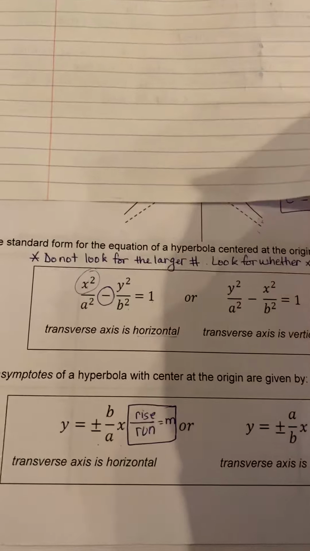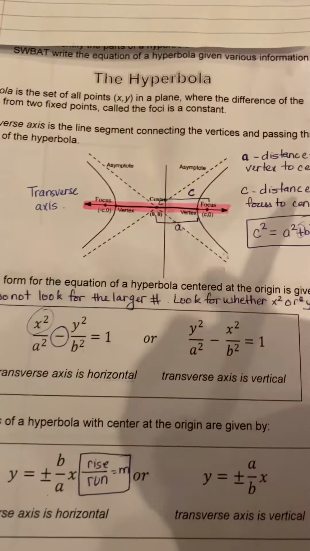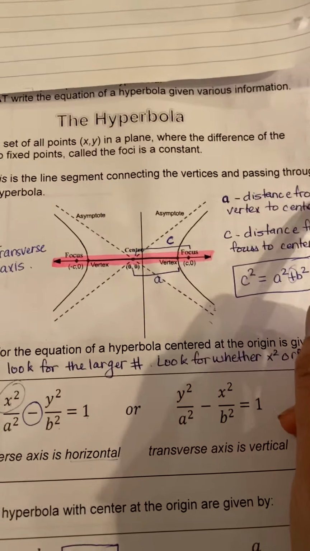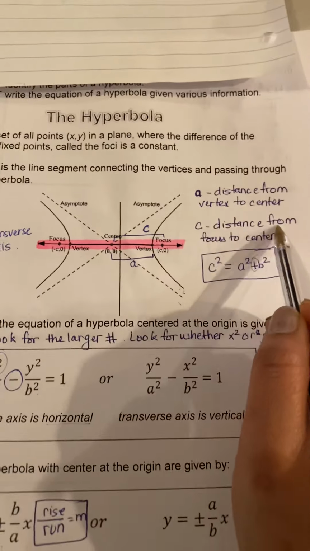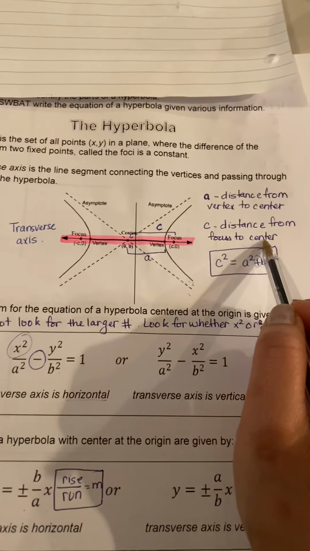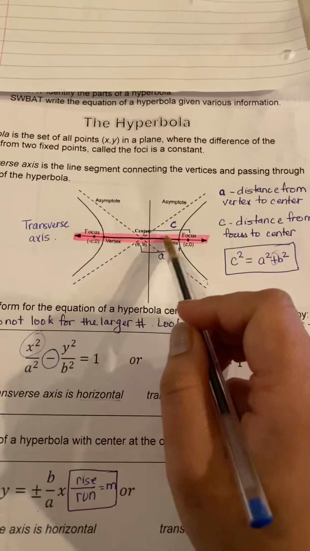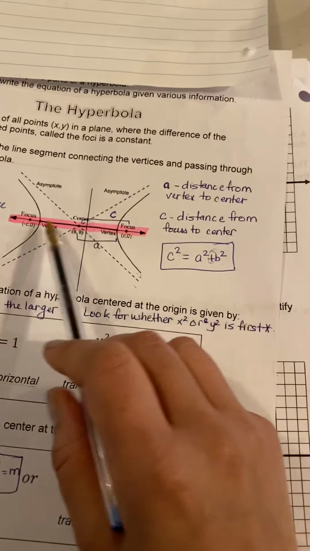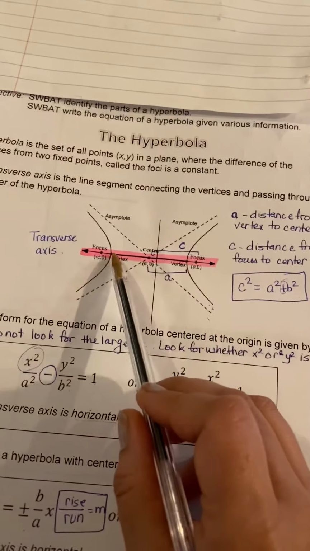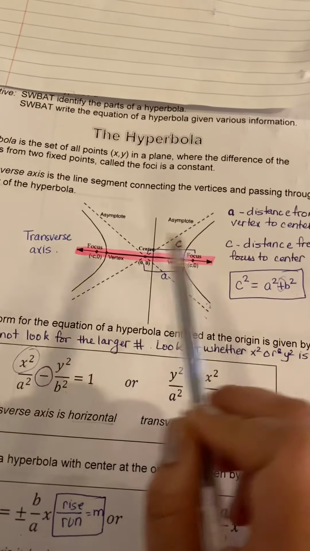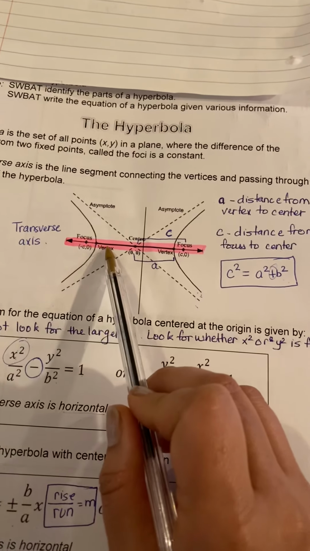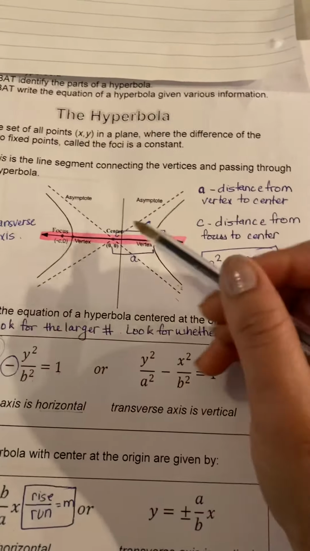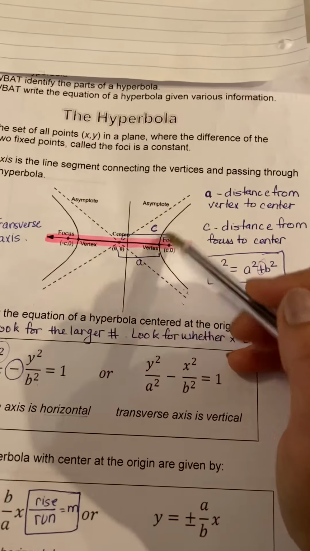Okay, so now let's look at a horizontal hyperbola. So again, your a is the distance from the vertex to center, c is the distance from this focus to center. Okay, I already marked it on my picture. And if it's a horizontal hyperbola, this is your transverse axis. The transverse axis will have your focus, your vertex, and your what? Center.